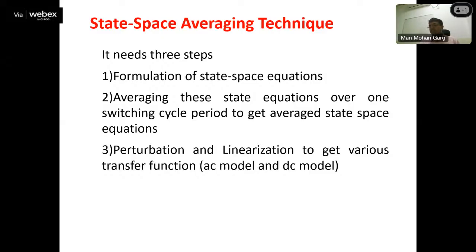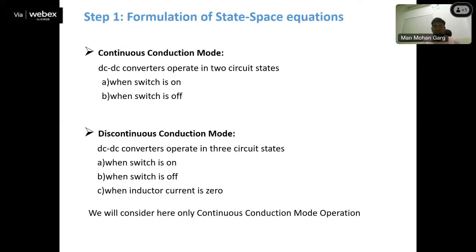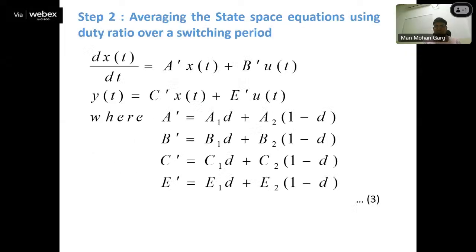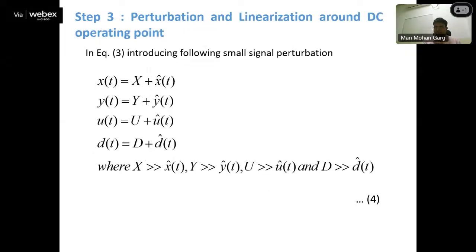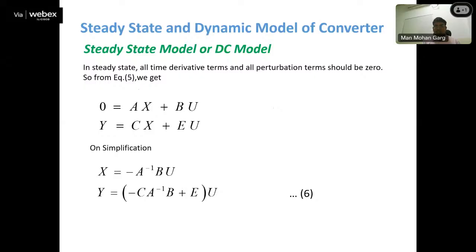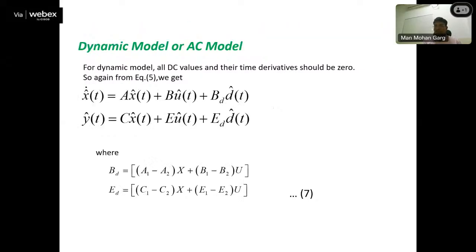That's the things we have discussed, right? So now this is already done. There may be multiple modes based upon the number of switches or the CCM or DCM. Then we write these equations, then we do averaging, then we introduce perturbations and linearization. And after linearization, we get these models. We get steady state model or DC model, then we get dynamic model or AC models.